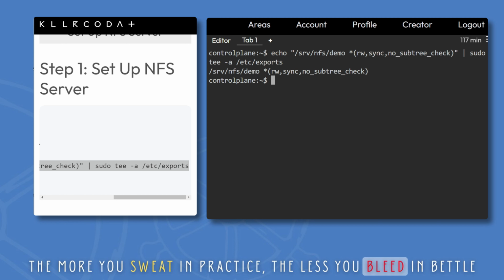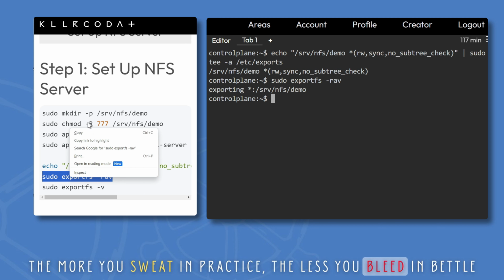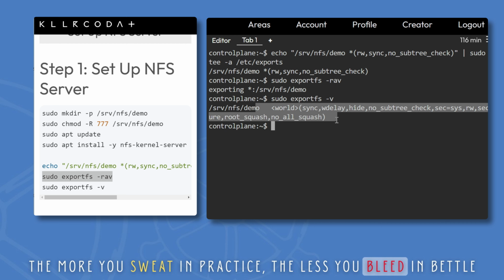Now the next command is sudo exportfs -rav. This command reloads and applies the NFS export settings. R re-exports all entries in the list, A means all, and V is verbose, which prints the details. So it basically applies all NFS share rules right now and shows the result. It is just viewing what NFS is sharing. So go to the next.